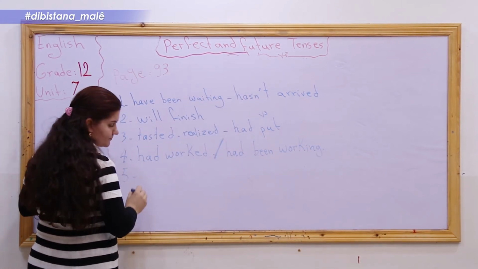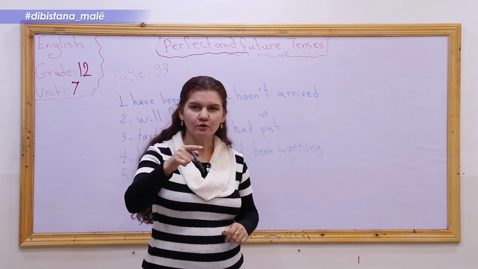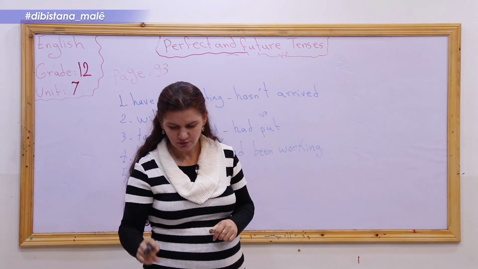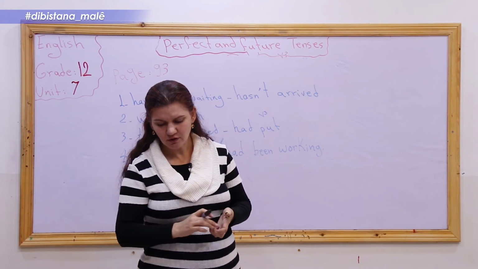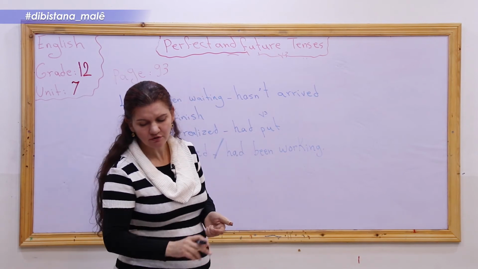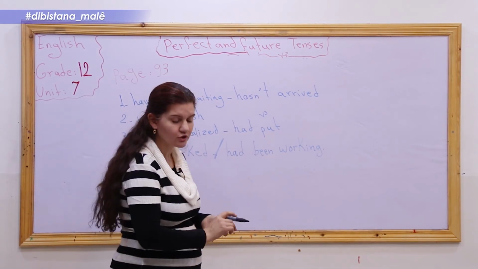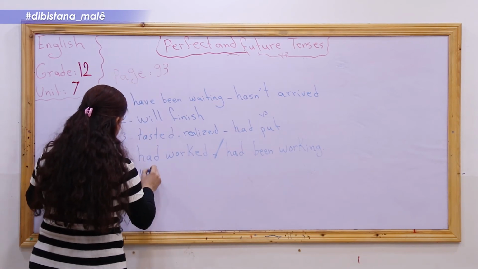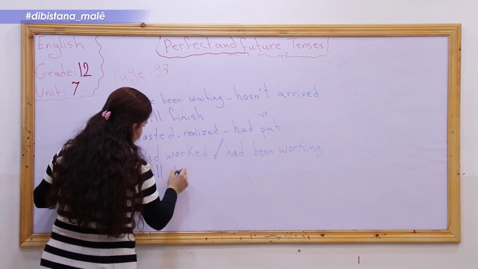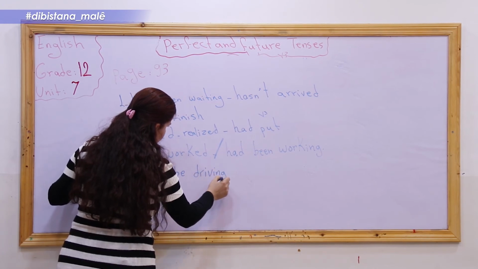Number 5: by 6 o'clock tomorrow, I drive across the country to visit my mother. It is future perfect continuous: will be driving.